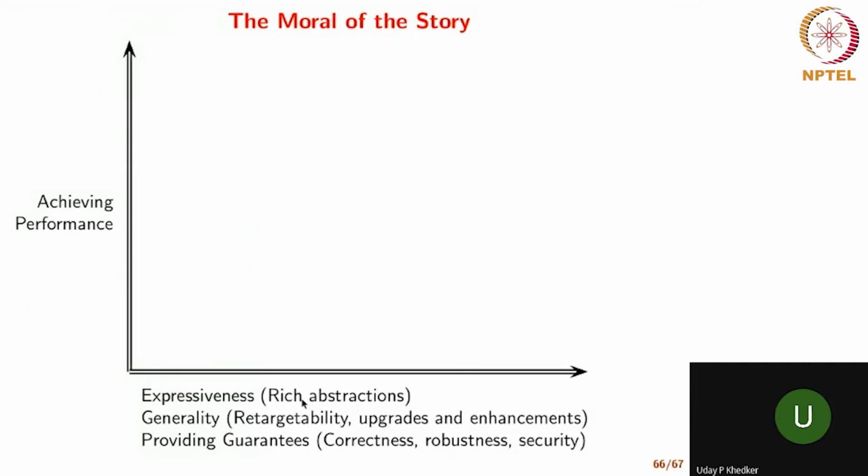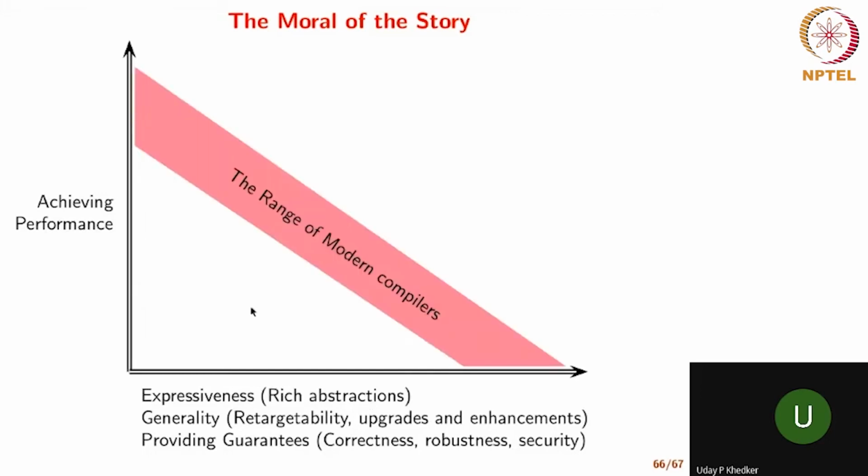Let's also plot generality. The more expressive features we have, the more general it will be. And by generality here, I also want to include retargetability, upgrades of the software, enhancements of the software, and also let's include how many guarantees can we provide: correctness, robustness, security. These are the expectations from compilers. So these are two orthogonal things, it so turns out.